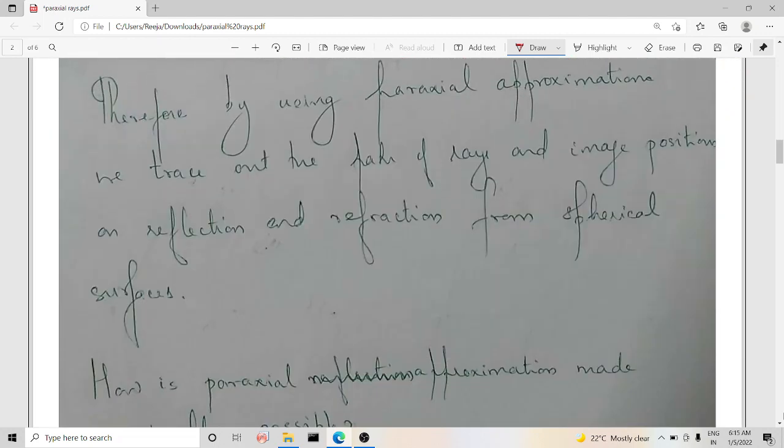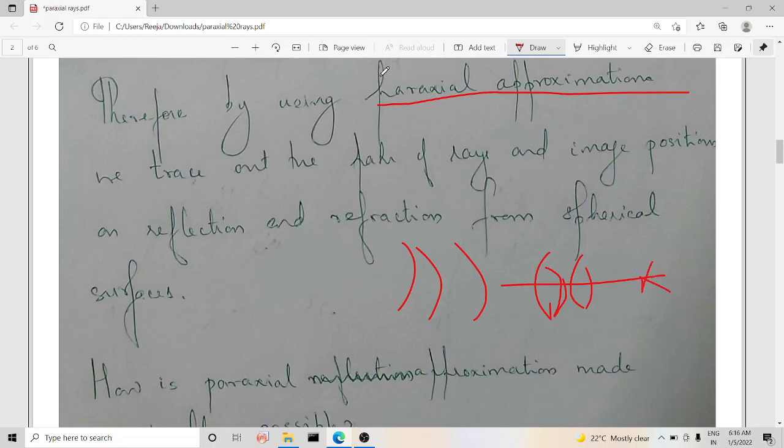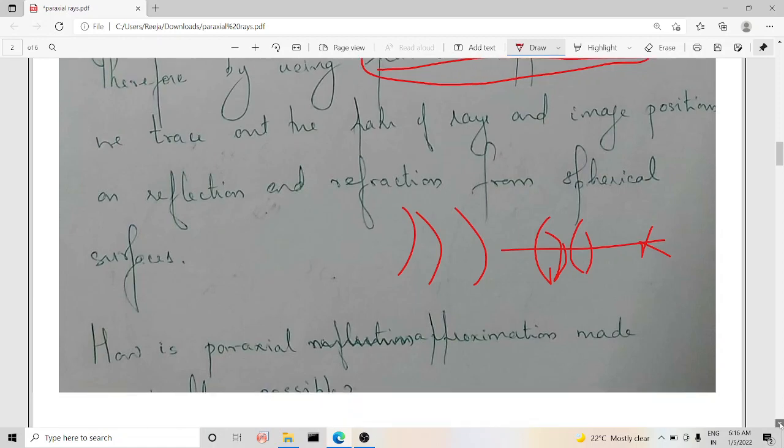Now these are paraxial rays which are very close to our principal axis and have angle of incidence nearly equal to 0. Now what is the paraxial approximation technique? In paraxial approximation, we trace out the path of rays and image position on reflection and refraction from spherical surfaces. That is, by using this technique, we can find out the image formation due to spherical surfaces. Suppose you are given a combination of mirrors or lenses, a combination of different reflecting and refracting surfaces, and you have to find the position of the final image. We use only the paraxial approximation technique. So what are the approximations that we take here?